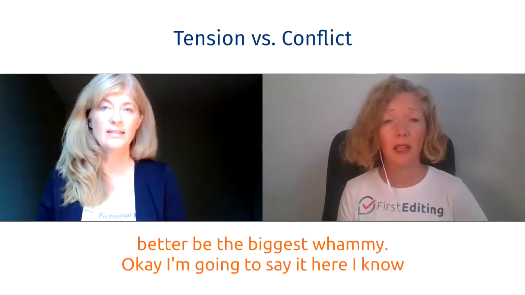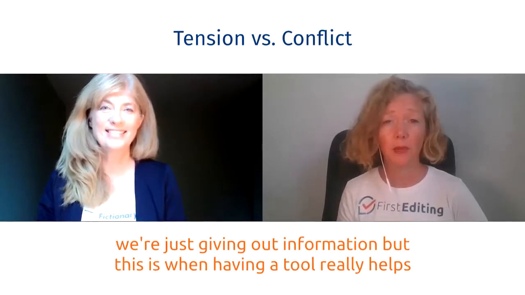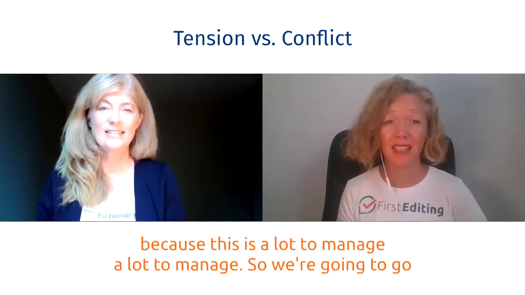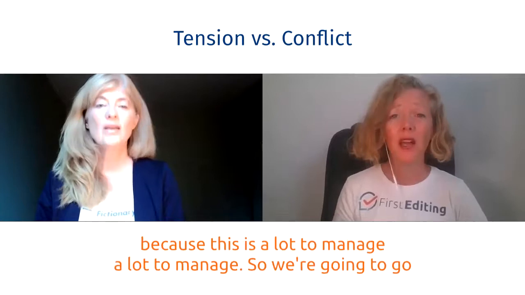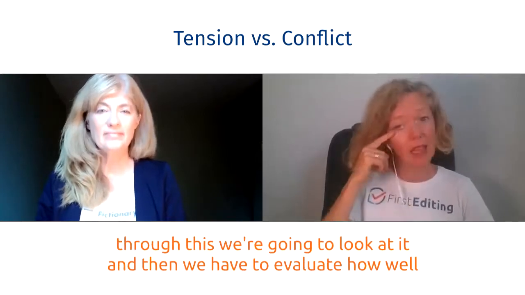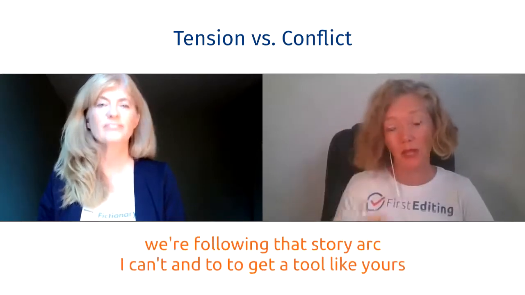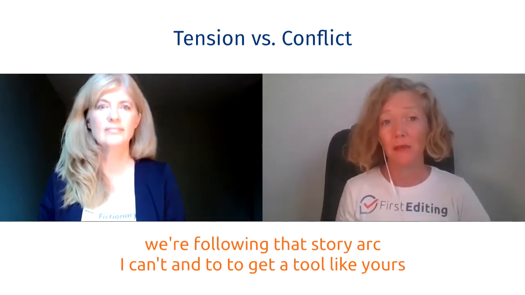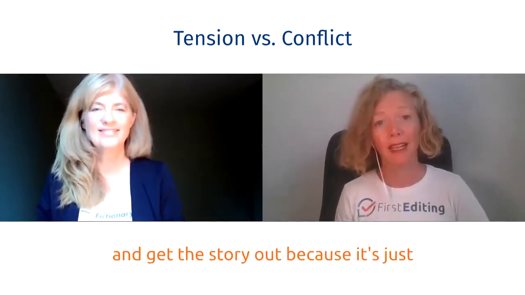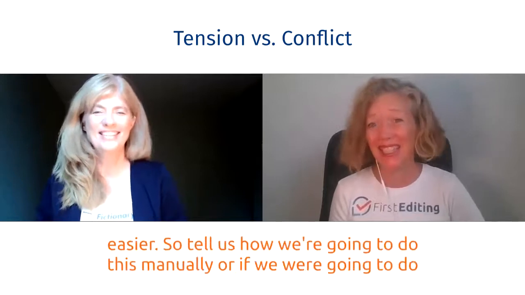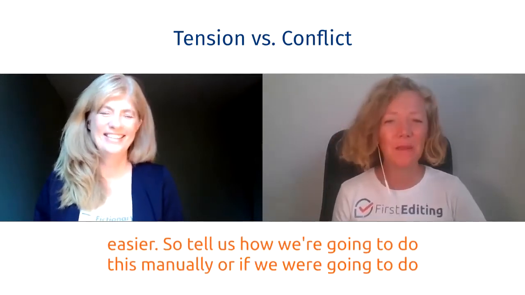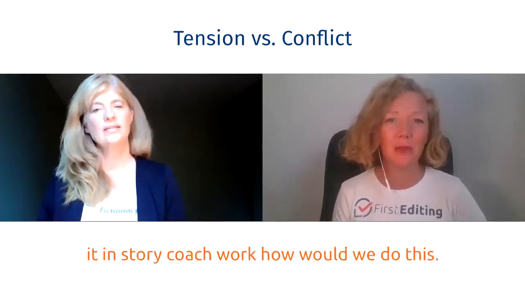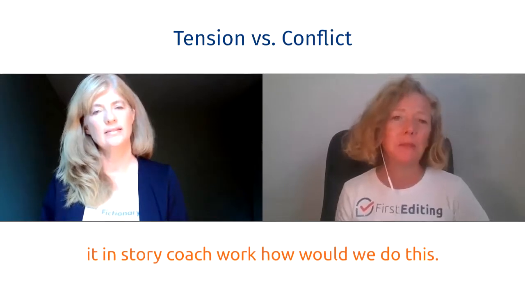I'm going to say it here. I know we're just giving out information, but this is when having a tool really helps because this is a lot to manage. A lot to manage. So we're going to go through this, we're going to look at it, and then we have to evaluate how well we're following that story arc. I can't pretend to get a tool like yours and get the story arc because it's just easier. So tell us how, if we're going to do this manually or if we were going to do it in Story Coach, how would we do this?